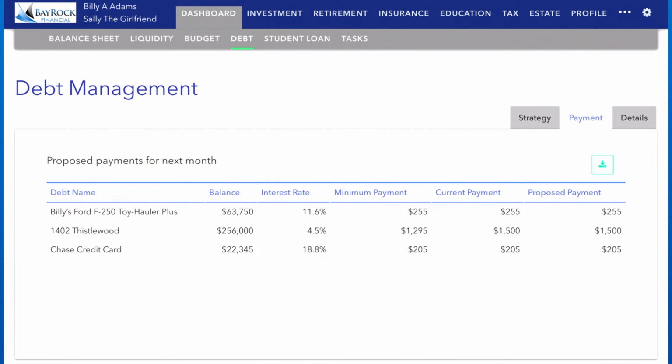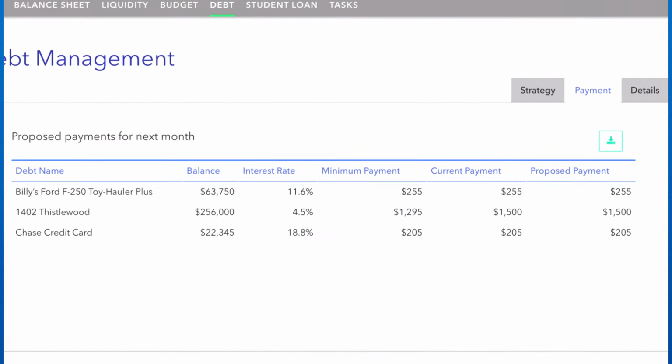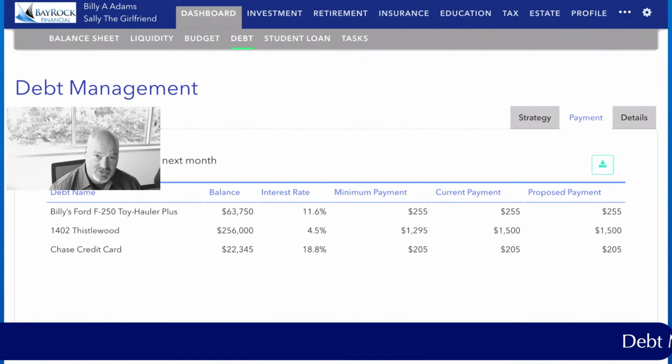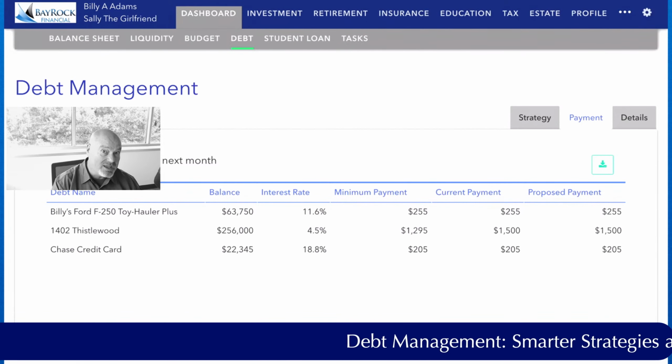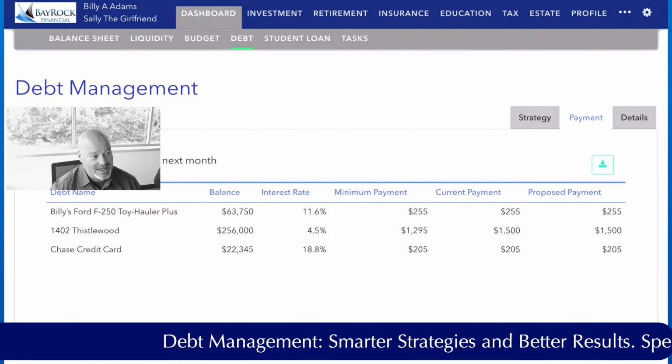I want to show these other tabs, payment and details. So here we have payment, and for Billy and Sally, it just shows their current payments and their proposed payments. So this represents what they're doing right now. In your plan, this would also represent what you're doing right now. So the key here is to identify a better strategy, and then we get to see how it moves the needle in your plan. So let's do that now.